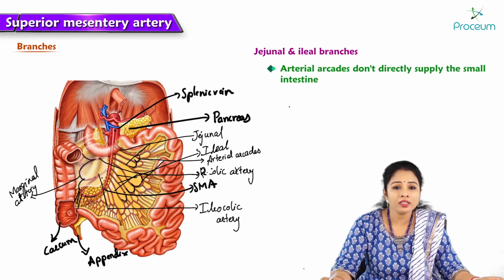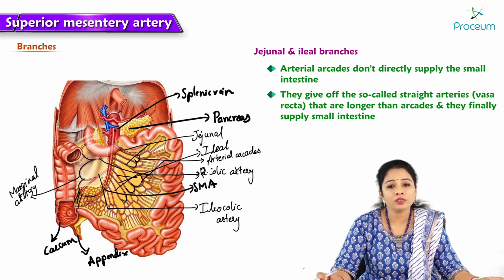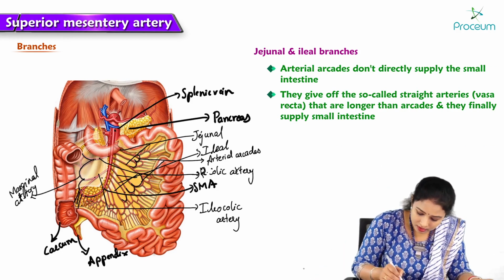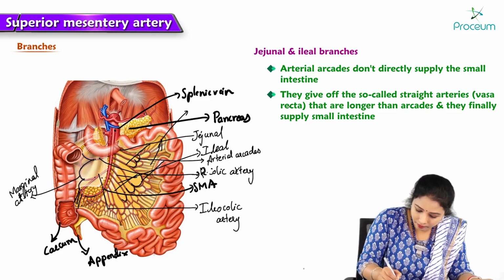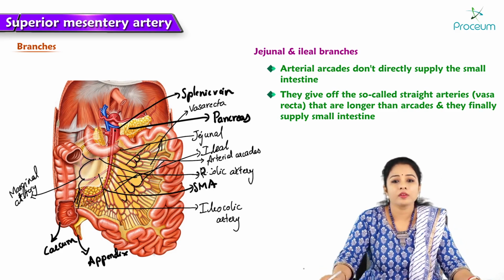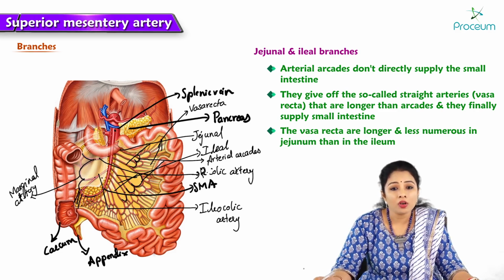The arterial arcades don't directly supply the small intestine. They give off the so-called straight arteries, which are called vasa recta. So we can see these straight arteries, these lines. The vasa recta are longer than the arcades, and they finally supply the small intestine. The vasa recta are longer and less numerous in the jejunum than in the ileum.